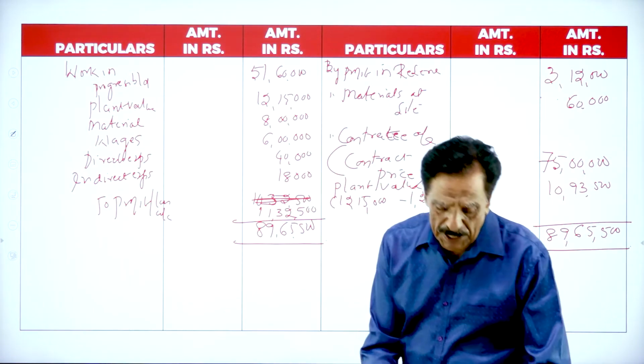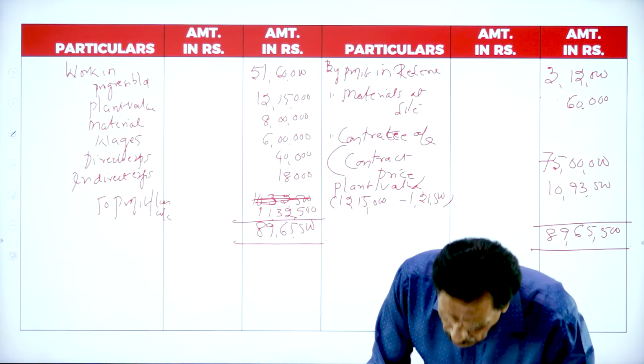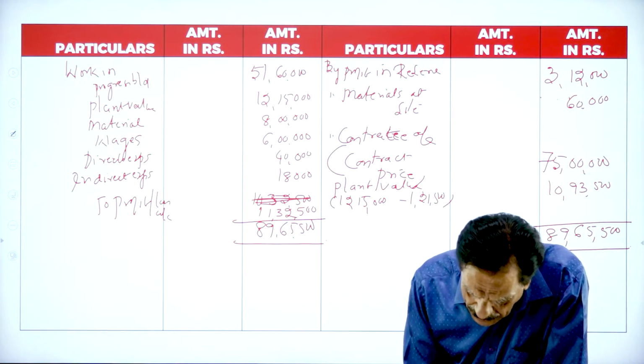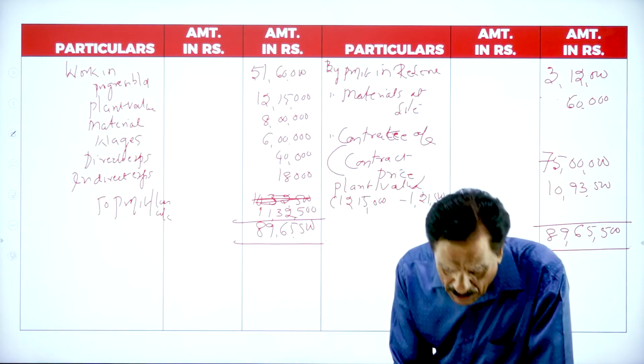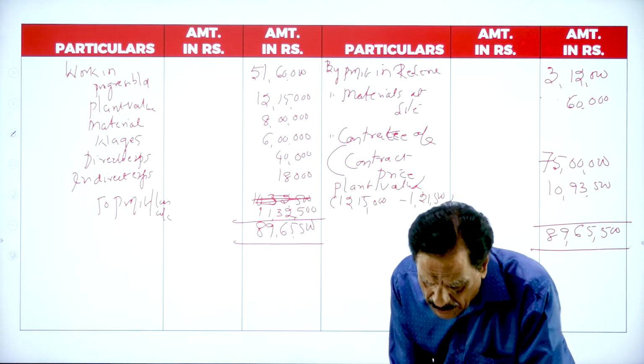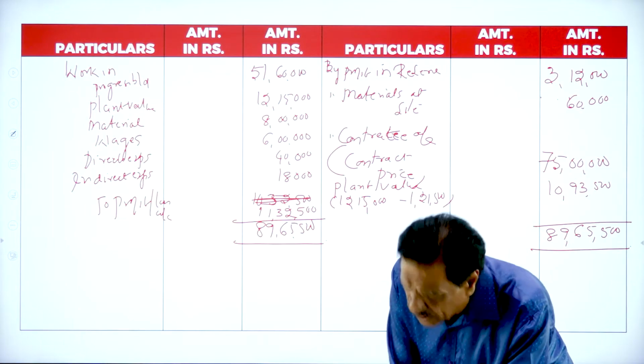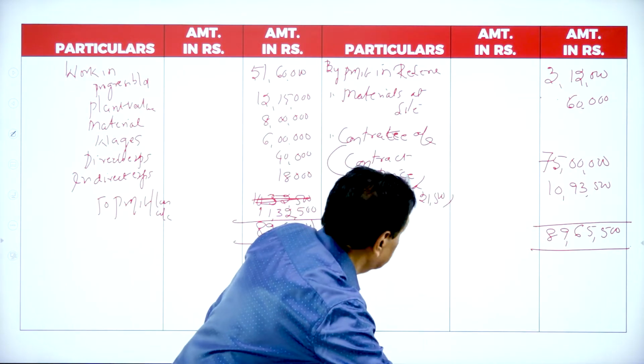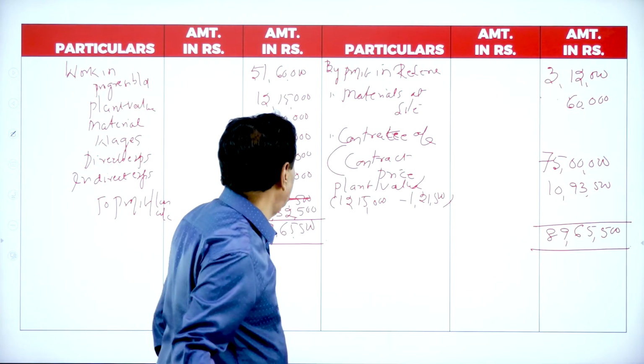And this year, material 12 lakh 15,000. Your material cost 8 lakh. Labor wages cost 6 lakh. Direct expenses 40,000. Indirect expense 18,000. Here total is 89 lakh 65,000. Out of 89 lakh 65,000, we'll do once again.